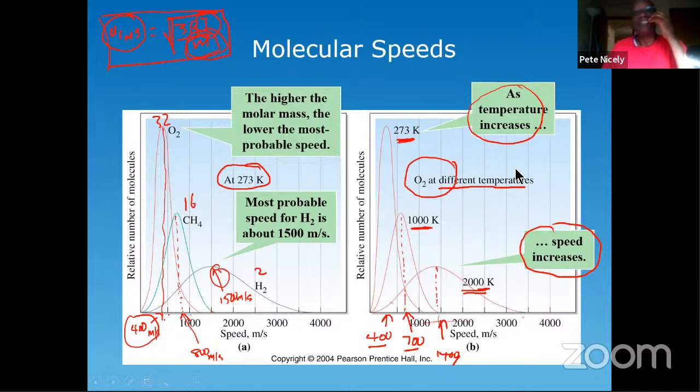So that's basically all that we have to say, unless you have any questions. This shows graphically the relationship between the root mean squared speeds and the molar mass, that's the plot on the left, and the relationship between the root mean squared speed and the temperature, which is what the plot on the right is showing, all right? Okay, any questions about what I just discussed with respect to the graphical plots of molecular speeds? Any questions about this? Any questions?